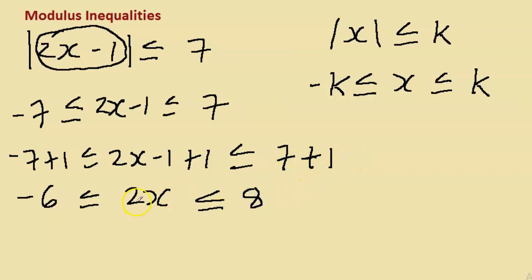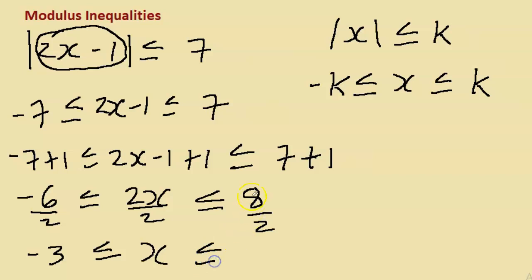Remember the aim here is to get the x, so we divide each section by 2. Negative 6 divided by positive 2 is negative 3. 2x divided by 2 is x. And 8 divided by 2 is 4. That's our solution set. So we are saying that any value between 4 and negative 3 would satisfy this inequality.